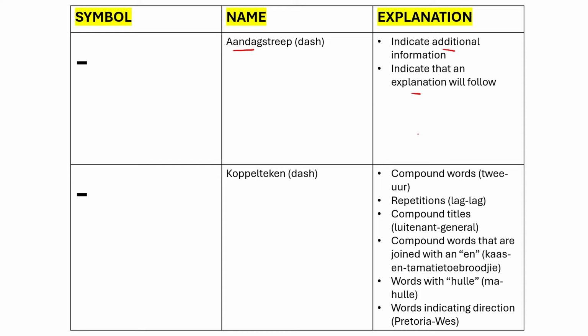So for example, 2-uur, you'll use a koppelteken there. Repetitions like lag-lag. When you have titles, when you have compound titles like Lieutenant-General, when you have compound words that are joined with 'n, so like kaas-en-tamatie-toebroodjie. So your 'n will be between the koppelteken. When you have words with hulle, like ma-hulle, you will put a koppelteken between the two words. And then also words indicating direction. You will put a koppelteken between them. So for example, Pretoria-Wes.